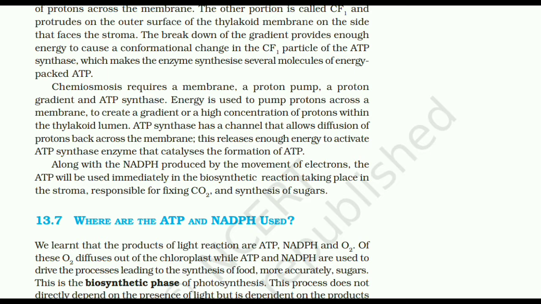Along with NADPH produced by the movement of electrons, the ATP will be used immediately in the biosynthetic reactions taking place in the stroma, responsible for fixing CO2 and synthesis of sugars.